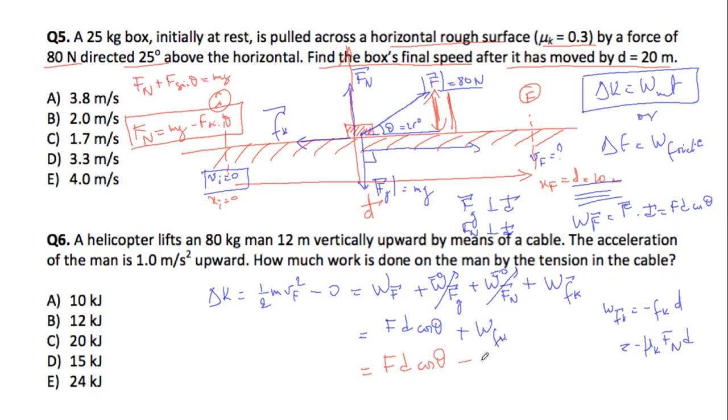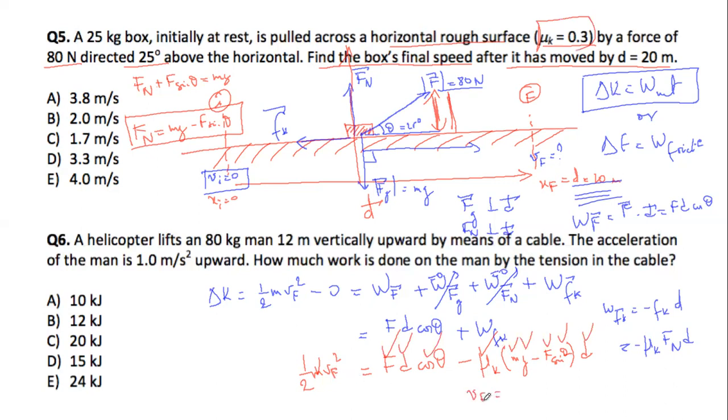Work of the frictional force is minus mu k Fn d. But instead of Fn, I will write mg minus F sine theta. So that's Fn, mu k Fn d. And then I write my d here. And this has to be equal to half m v final squared. So I know F, I know d, I know cosine theta. I know mu k. Where is mu k? It's given, 0.3. I know mg, I know F sine theta, I know d, I know m. My only unknown is v final squared.